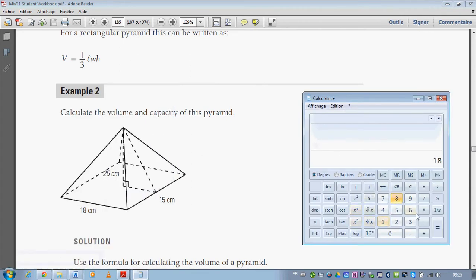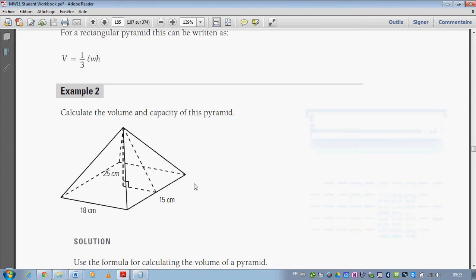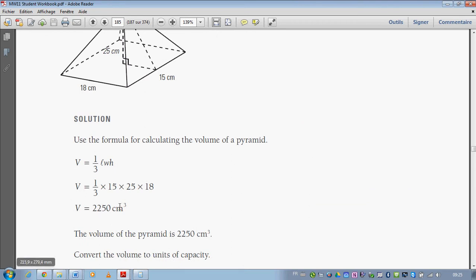So 18 times 15, that's the area of the base, and then times the height, which in this case is 25 centimeters, so times 25, and then divided by 3. So you should be getting 2,250 centimeters cubed. Okay, so there you go.